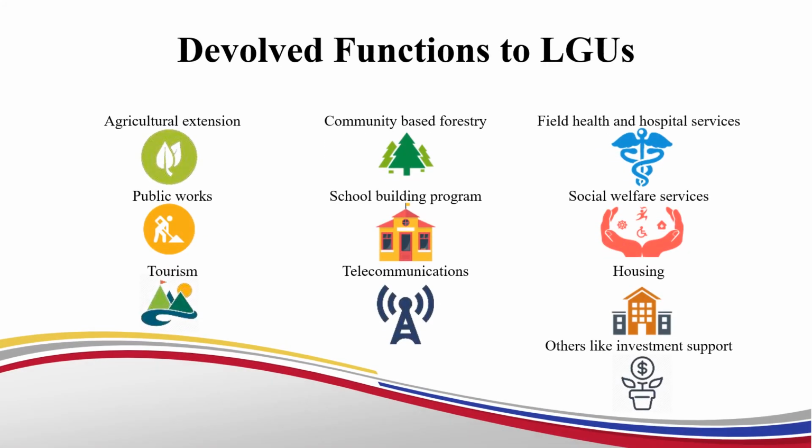Devolved functions to LGUs. The devolved functions to LGUs include agricultural extension, public works, improvement of tourism, community-based forestry, and even school building programs as well as telecommunications. It also includes field health and hospital services, social welfare services, and even housing and others like investment support.